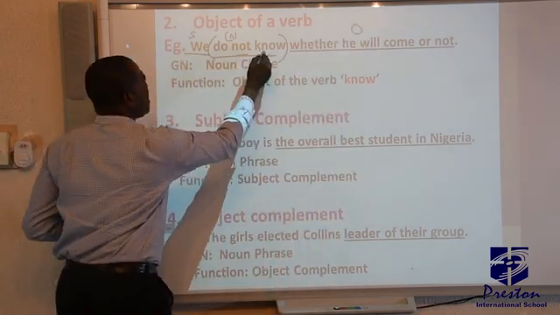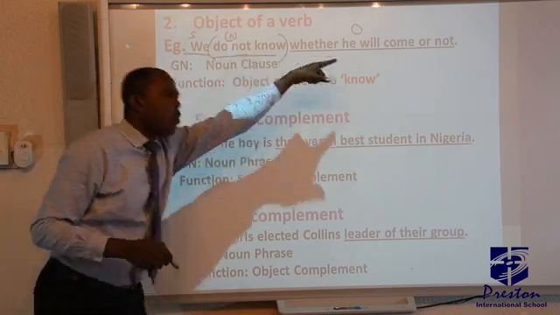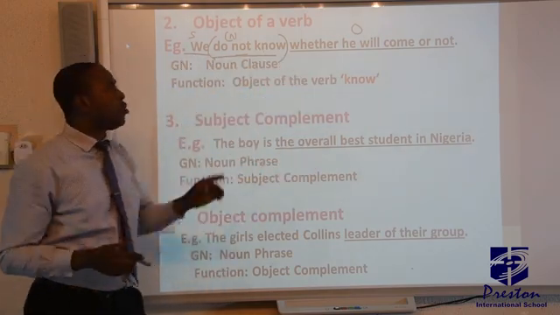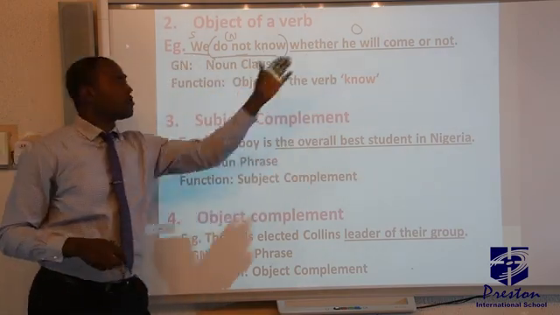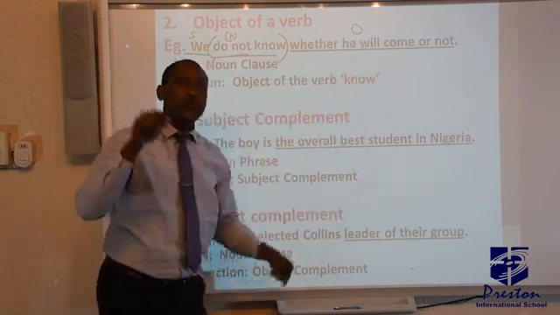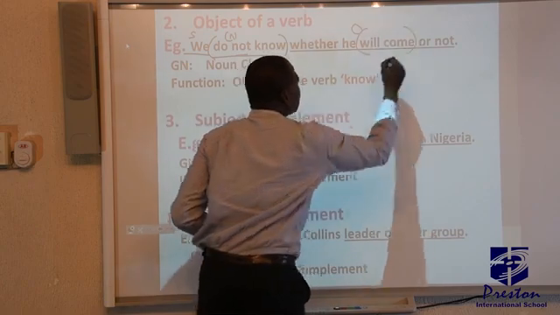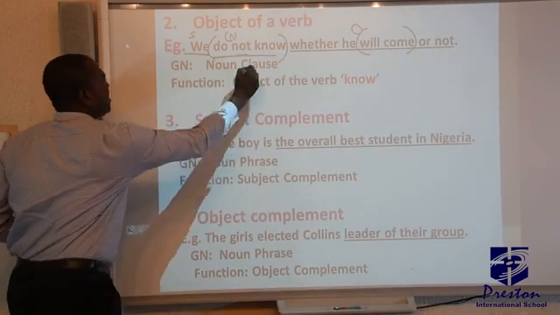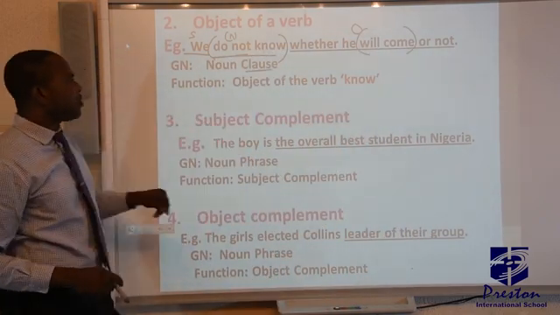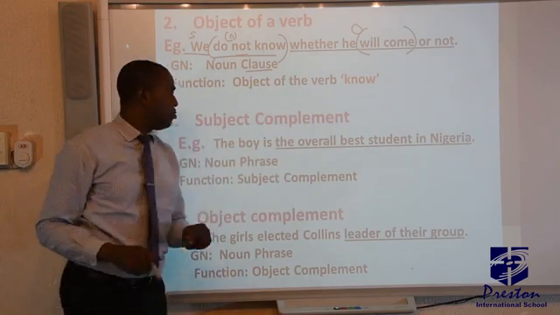Object of the verb know. We do not know what. We do not know it. We do not know something. So it can be replaced with a pronoun, and it contains verbs, not just one. So that makes it a clause, and the function is object of the verb know.